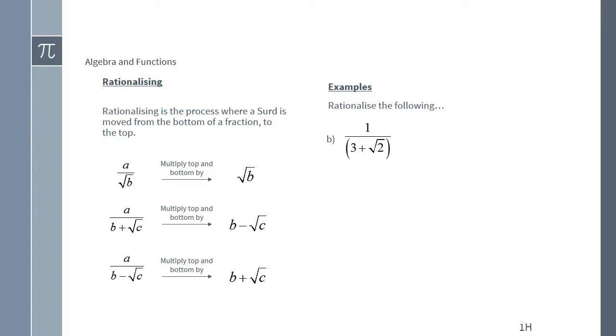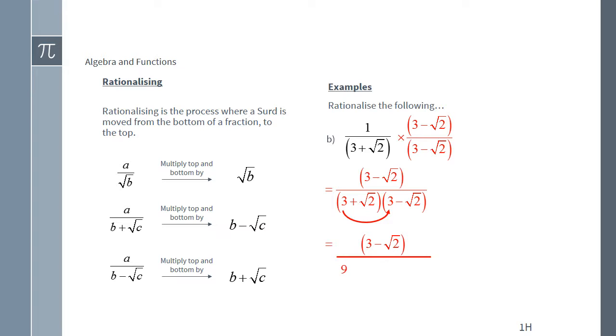1 over 3 plus root 2. The second rule means we times it by 3 minus root 2 over 3 minus root 2. So the numerator becomes just 3 minus root 2. The denominator becomes 3 plus root 2 over 3 minus root 2, which is just 7. We can also use the idea of difference of 2 squares, so it's 3 squared minus root 2 squared, so 9 minus 2, 7, to work out the denominator in that case.